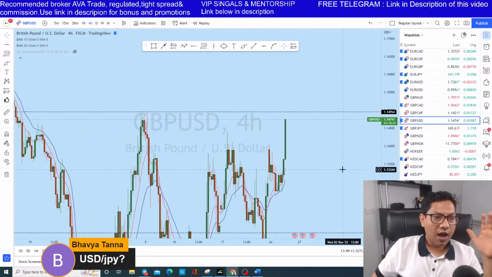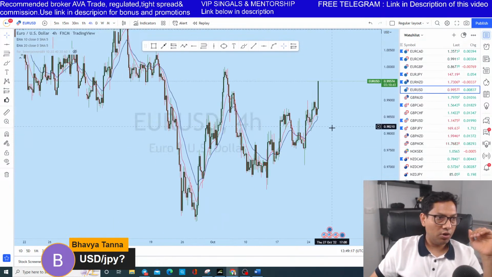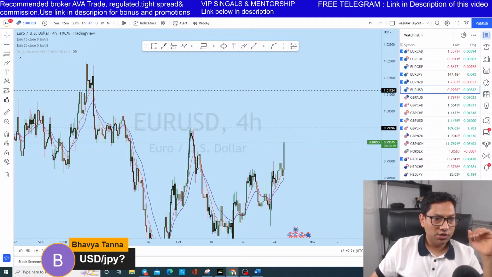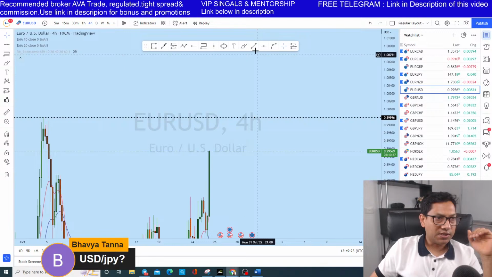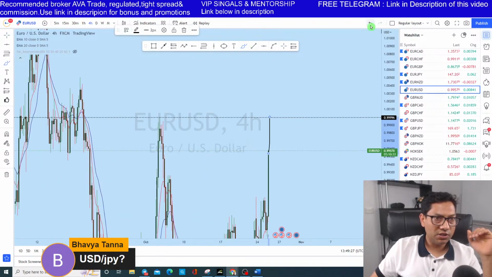So how will I determine that this is a reversal, even on EURUSD or GBPUSD? If we first see this kind of movement hitting an important level of resistance, and then we see immediate rejection and a strong movement.